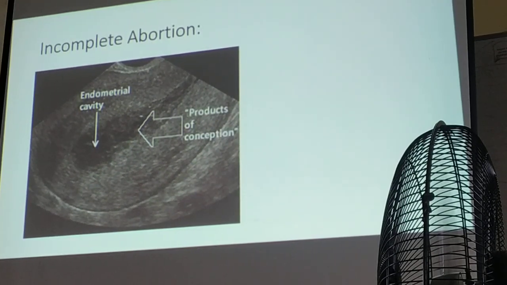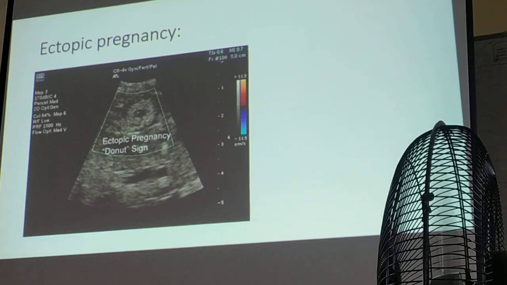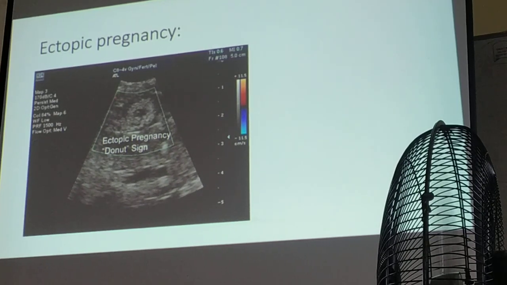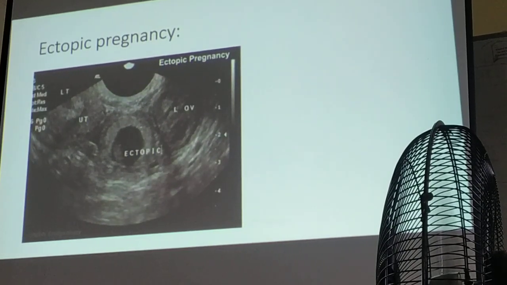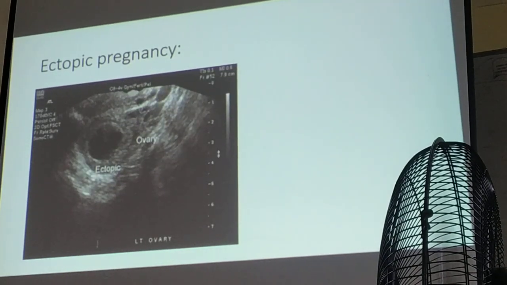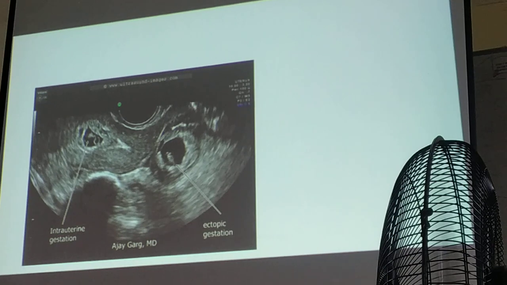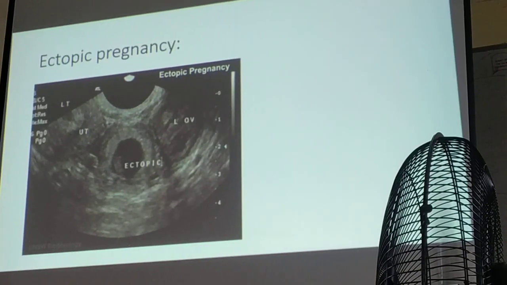Okay? And then, if I'm going to ask you this sign, this is the donut sign of ectopic pregnancy. Okay? Take note. I'm going to ask that. The donut sign. But I'm going to use a more obvious slide. Better than this, the donut with a hole.